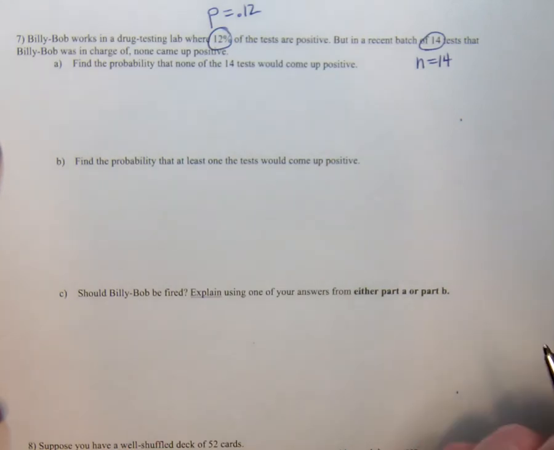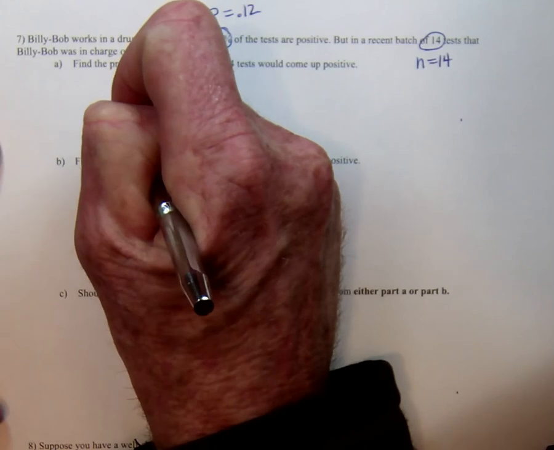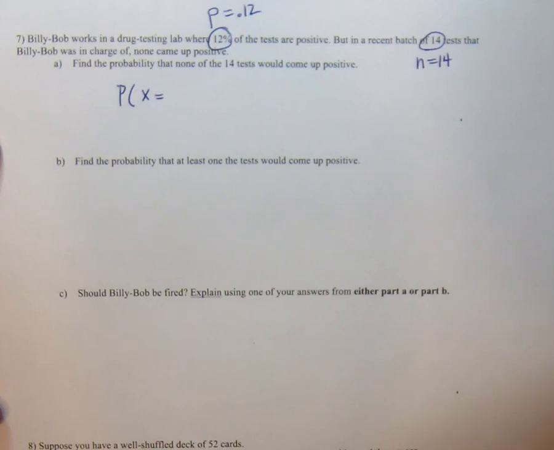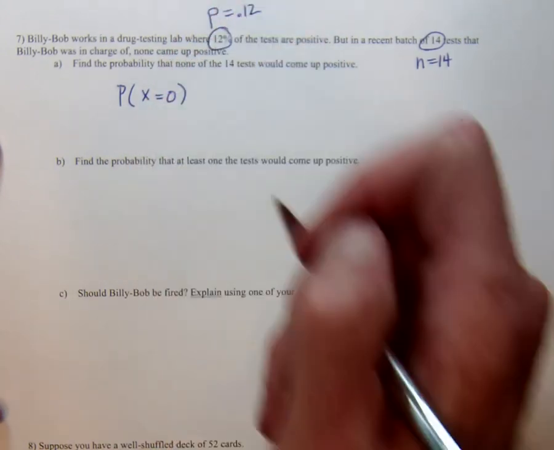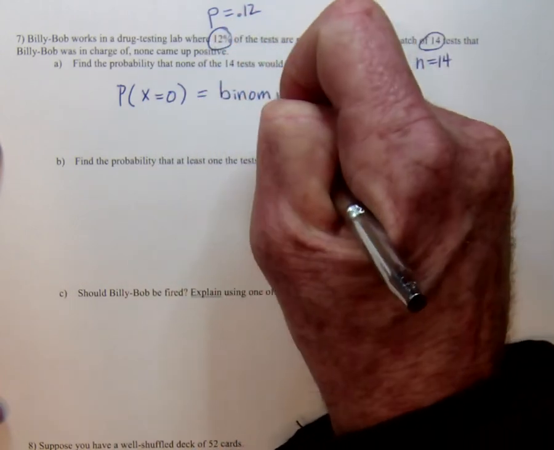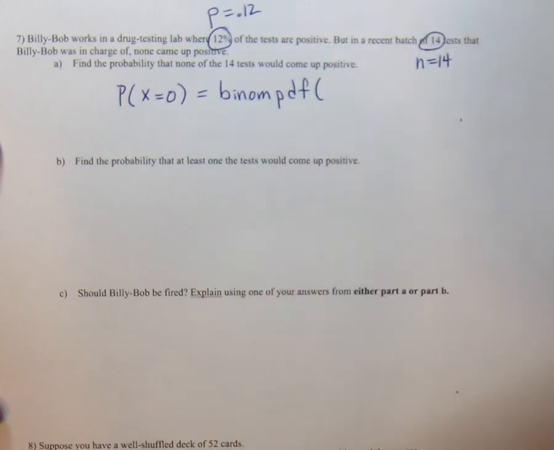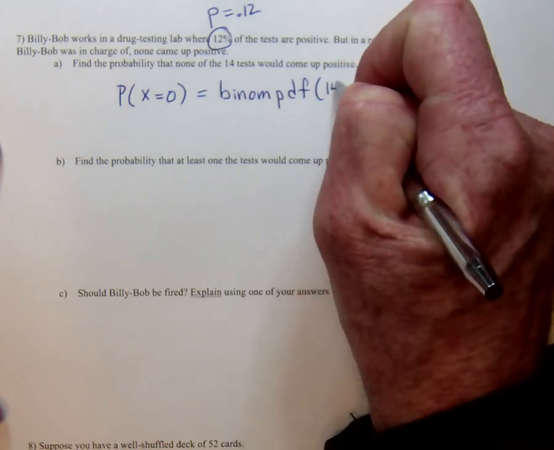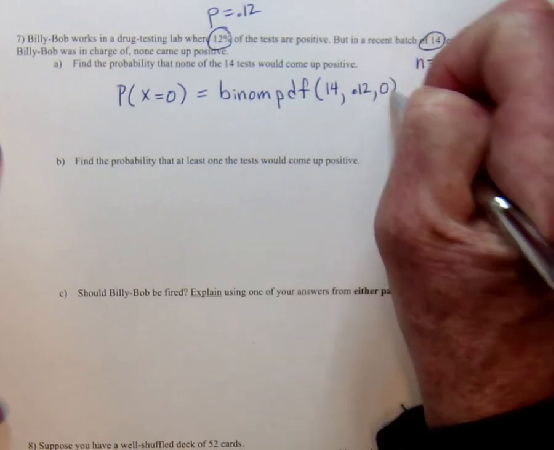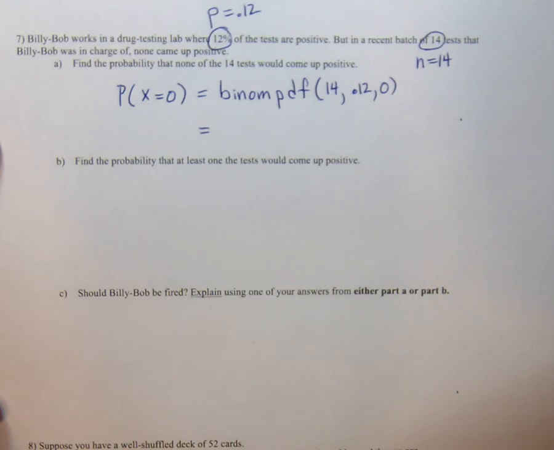So this is a binomial formula. We're going to be using the probability that x, the number that came up positive, is 0. None of them came up. And you could use the binomial formula if you like, or I'm going to use the calculator. And here too, I'm trying to show you, yes, you can use the calculator, but you should write down and show me what you're doing in case the answer is wrong. I at least have an idea of what you're doing. So out of 14 tests, 12% should show up positive, but we're saying 0 of them did. What's the chances of that?